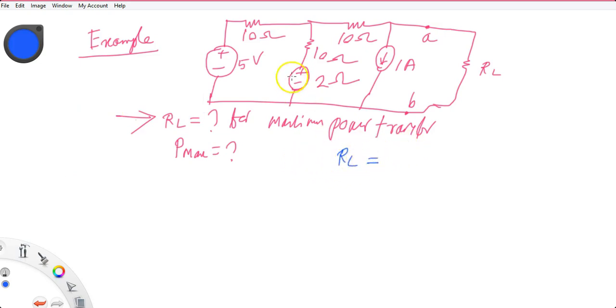So you will find the Thevenin resistance: disconnect here, and you will find the Thevenin resistance. So all the independent sources, this voltage source will act as a short, this current source will be open. RL is equal to RTH for maximum power transfer. So 10 parallel 10, that is 5, plus this 10 ohm.